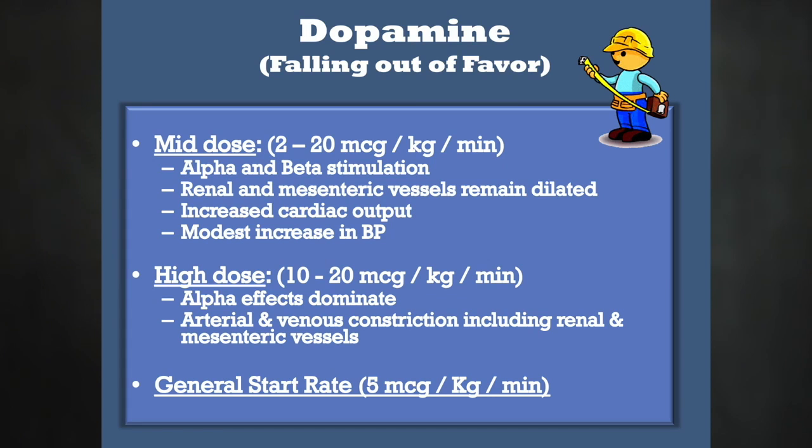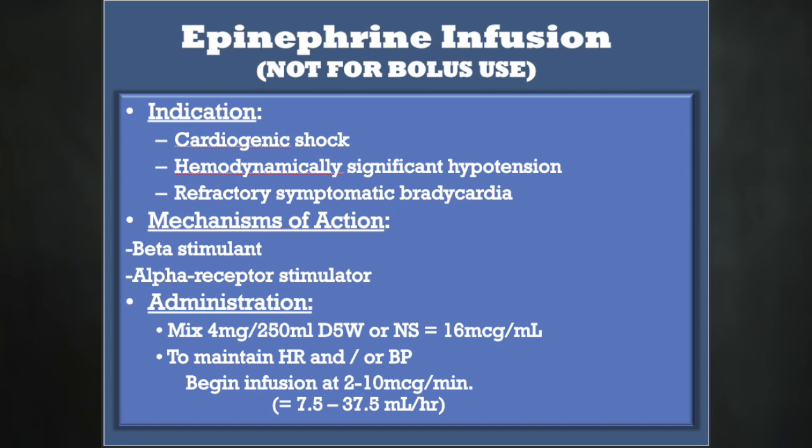The standard starting dose is about 5 mics per kilogram per minute, and then it's increased up to no more than 20 mics per kilogram per minute. Again, not used as much. So in using an epinephrine infusion for management of bradycardia or hypotension, it's very similar to norepinephrine.